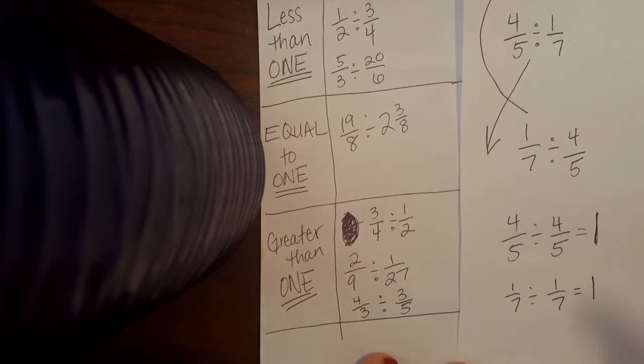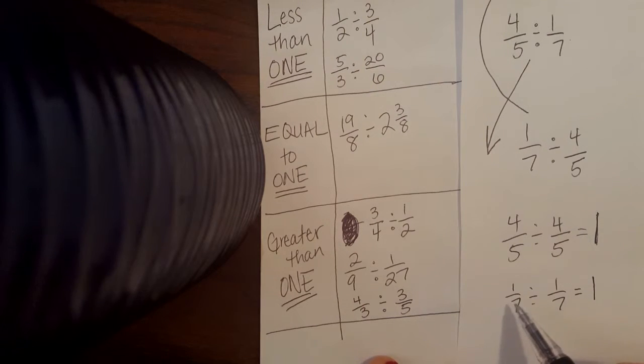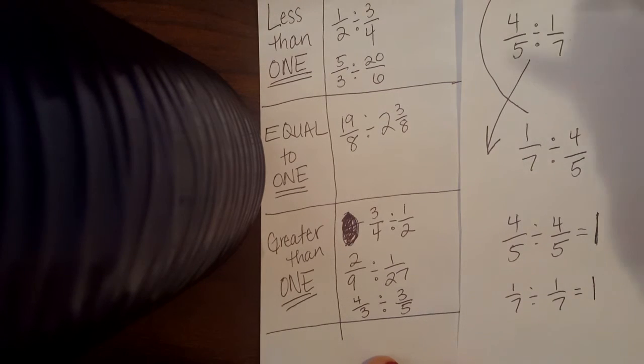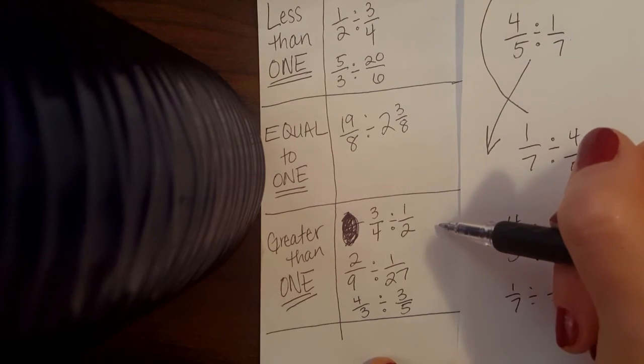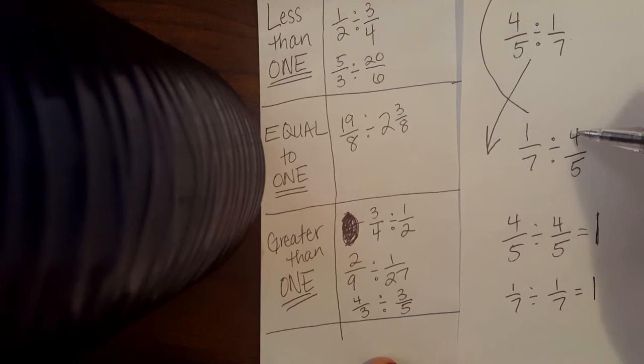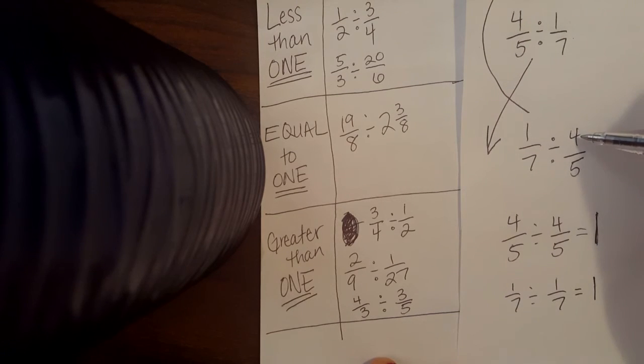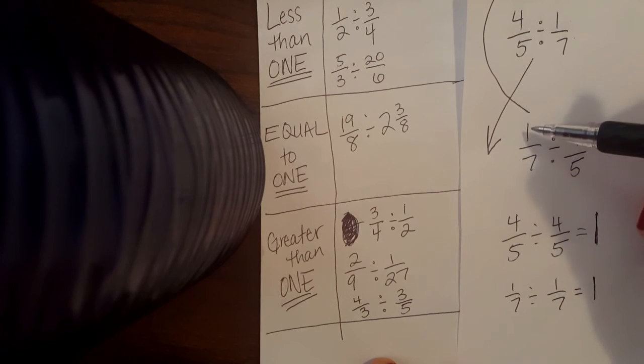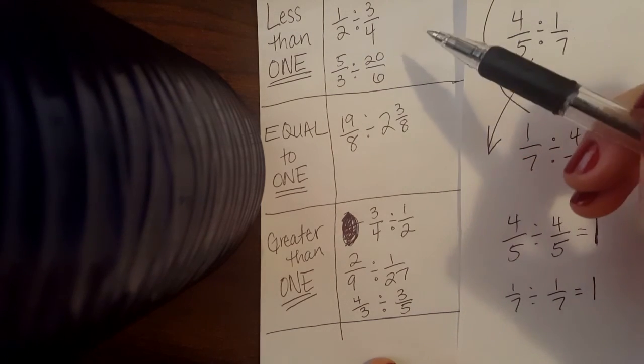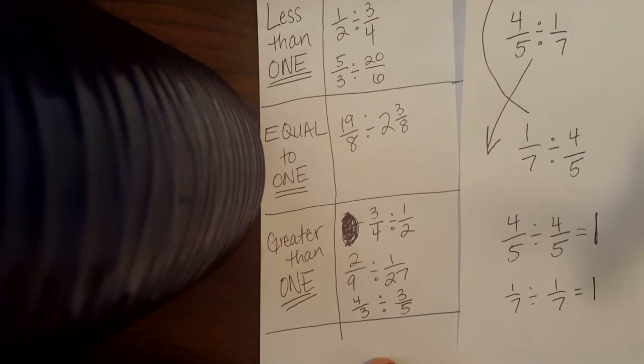I could take a whole number and divide it by itself. That's equal to 1. I could take an improper fraction and divide it by itself, and that is equal to 1. Any number divided by itself is equal to 1. Any division problem where the divisor is less than the dividend is greater than 1. And any fraction division problem, or division problem for that matter, where the divisor is greater than the dividend, your quotient will be less than 1. Hope this information helped.